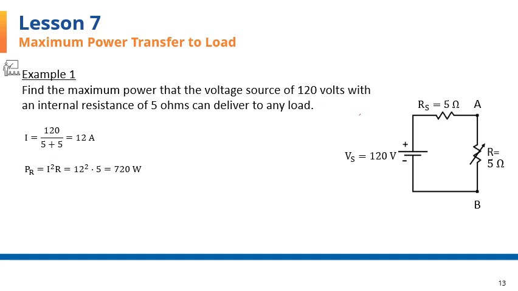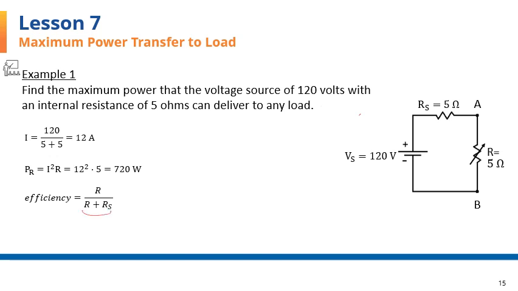It should be noted that matching the internal resistance of the source is not the most efficient way of transferring power. Only half of the power delivered by the source is transferred to the load when load matches the internal resistance, and the other half of the power is dissipated in the internal resistance of the source. In other words, the efficiency at maximum power delivery is only 50%. It is easy to show that efficiency equals R over sum of R and RS. You see that equation here.